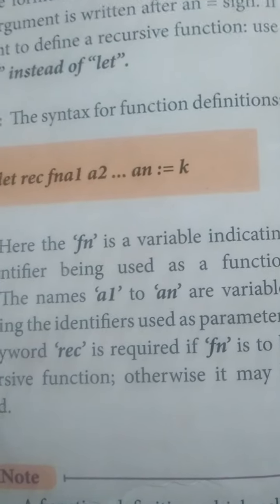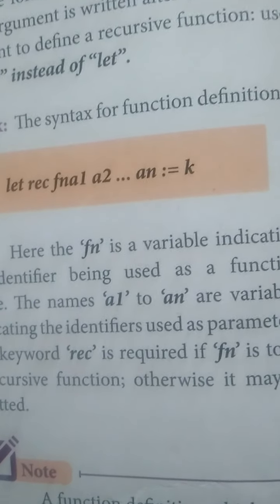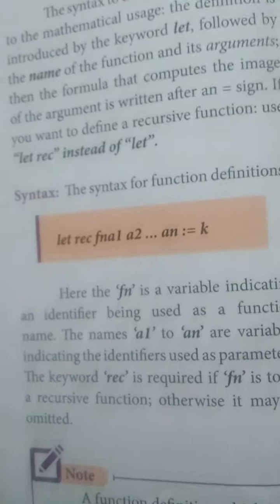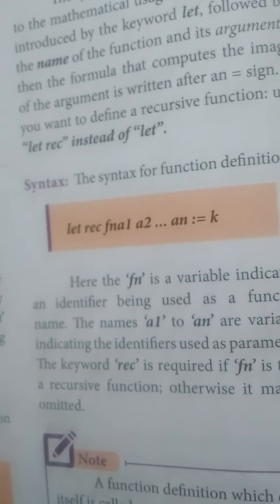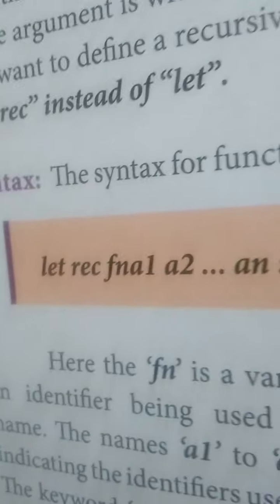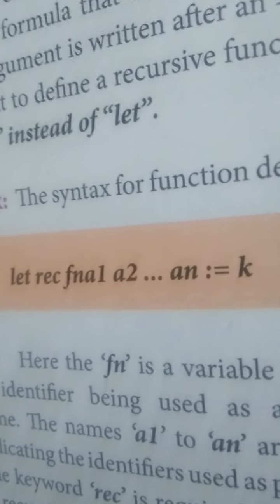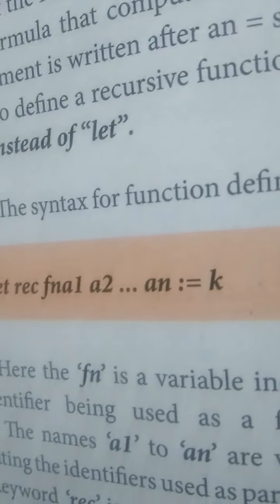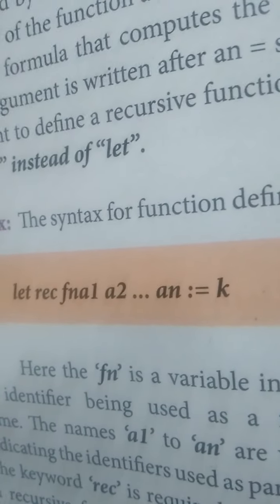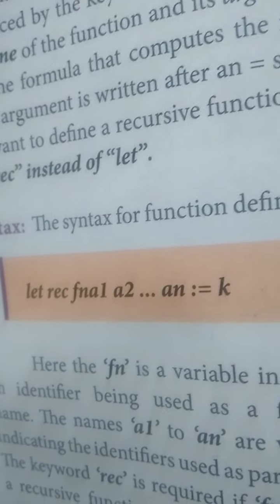The definition of a function is introduced by the keyword let, and rec. Fn is a variable indicating an identifier. A1 to An are the variables indicating the identifiers used as parameters.